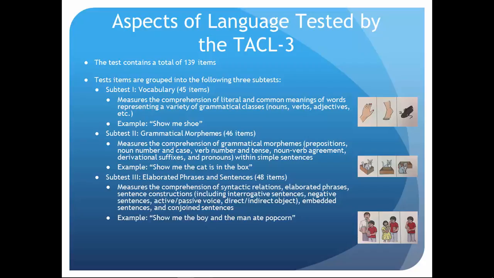Subtest 2 covers grammatical morphemes. These can include prepositions, noun numbers and cases, verb number and tense, noun-verb agreement, derivational suffixes, and pronouns, and all within a simple sentence. For example, the clinician might say, show me the cat is in the box, and a child would point to picture A. Subtest 3 covers the elaborated phrases and sentences, and this can include syntactic relations, elaborated phrases, sentence constructions, embedded sentences, and conjoined sentences. So a clinician may say, show me the boy and the man ate popcorn, and you would point to picture A again.